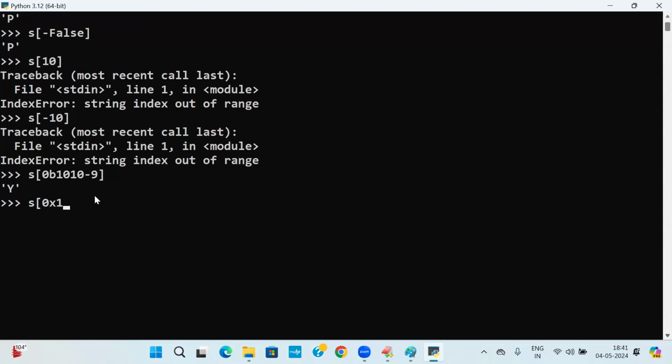S of 0x1. Hexadecimal 1, so 1. Why are you thinking like that? 0x in hexadecimal 1. 1 is nothing but 1 only. Why are you thinking so deeply, students? S of, I am writing, minus of 0xf minus 14. What is 0xf? 15. 15 minus 14. 1. The answer is n.